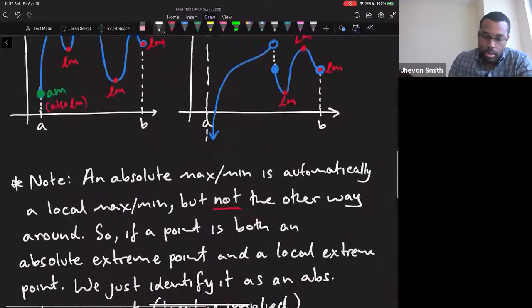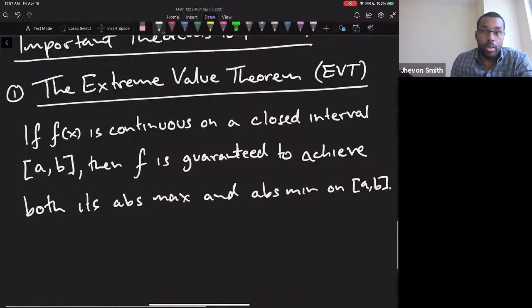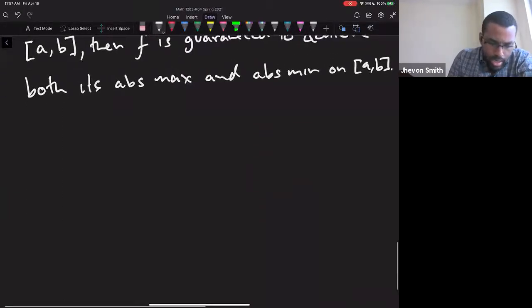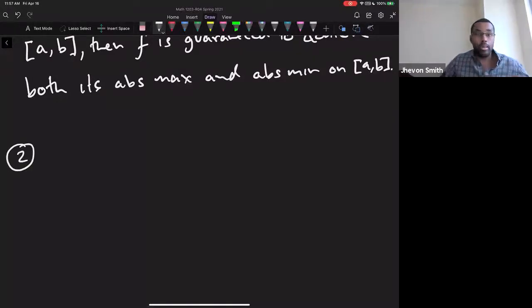We can find both. We have to be able to find both. And it's important for you to know that, not necessarily as a statement of a theorem, but because of questions I will ask you to do. There are times when I give students a function and an interval and I say, find the absolute max and min.